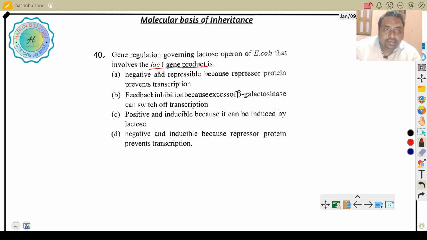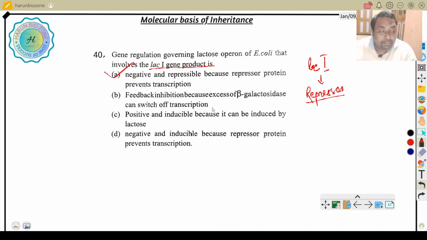The negative and LAC-I means the inhibitor gene that produces repressor protein. When lactose is absent, this repressor protein binds with the operator region and transcription does not occur. So it is negative and repressible, because the repressor protein prevents transcription by binding with the operator region of the DNA.